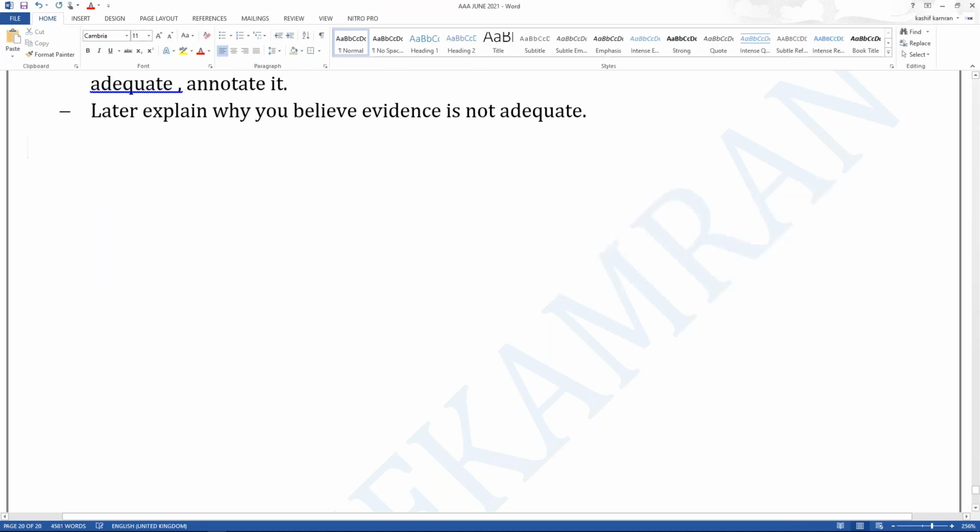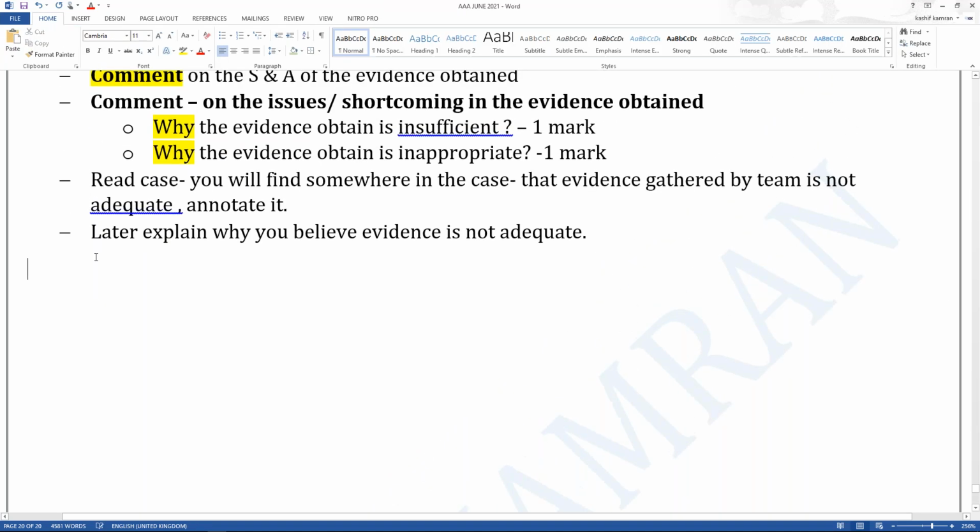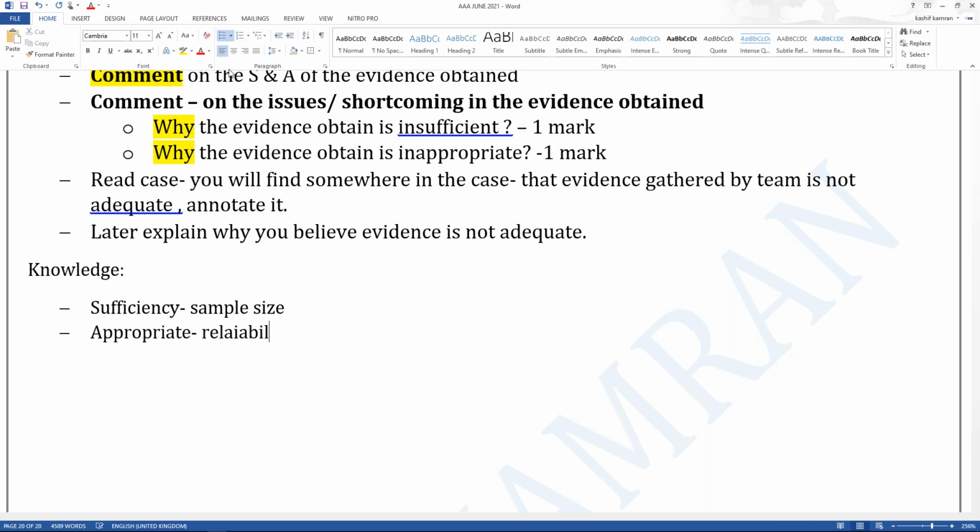I'm deleting it. Now look at an example, right? Yes, for the sake of knowledge, no doubt, even though you do this in the F8 paper, but I don't know why you forget this. For the sake of knowledge, sufficiency relates with the sample size, right? And appropriateness relates with reliability. How the evidence is reliable, and the evidence is from the right source.